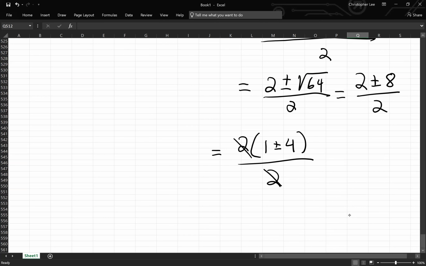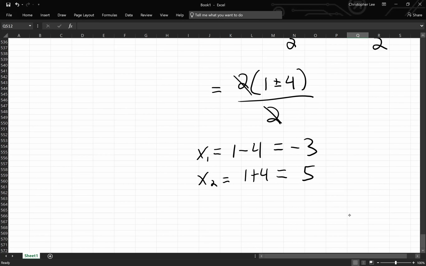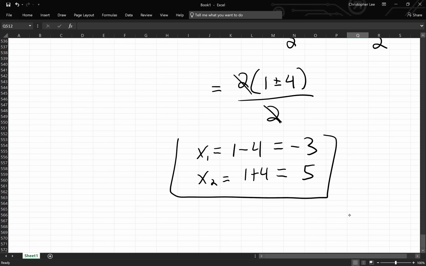Let's cancel out these 2's. So I'm going to have two answers. x1 will be 1 minus 4, call that -3. And x2 will be 1 plus 4, let's call that 5. And then that's it. Those are my roots. All right.